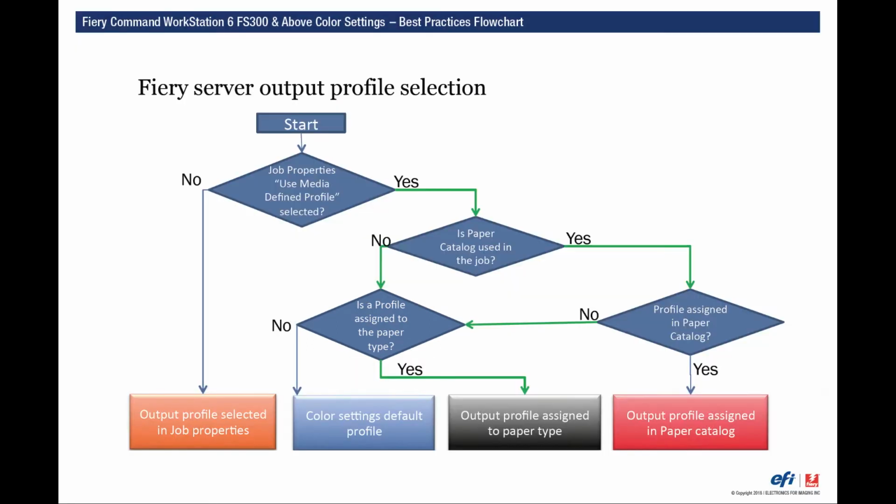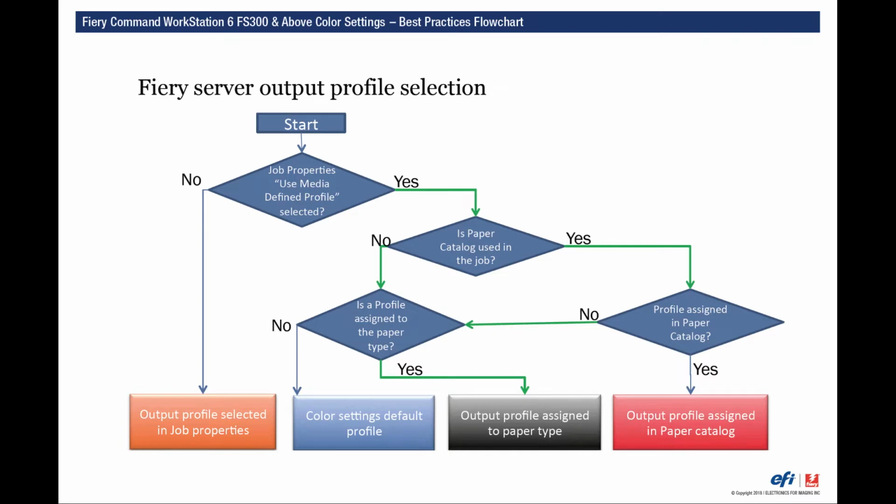And that's also true if the paper catalog's not used and you set Use Media Define Profile, the Fiery says, where's the paper catalog entry? Give me the profile in that paper catalog entry. But if it looks and the paper catalog isn't used, maybe you've picked all the details for the paper yourself, so the finish and the weight and the size and all these different things that the paper catalog automates for you.